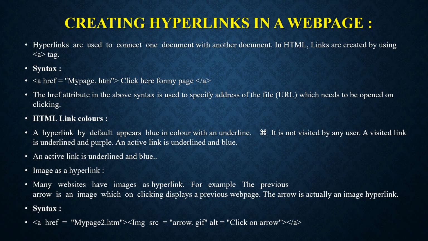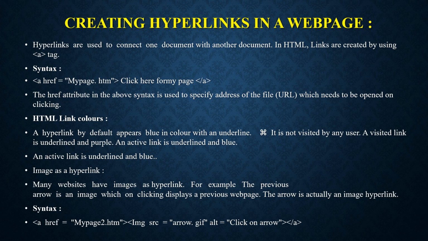So, image as a hyperlink. Many websites have images as hyperlinks. For example, the previous arrow is an image which, on clicking, displays the previous web page. The arrow is actually an image hyperlink. Now see, when you click on the image as a hyperlink, that means one image is inserted instead of the text link. So between a and slash a, you always have to insert the img src tag with the alt or title attribute to see what the image is.